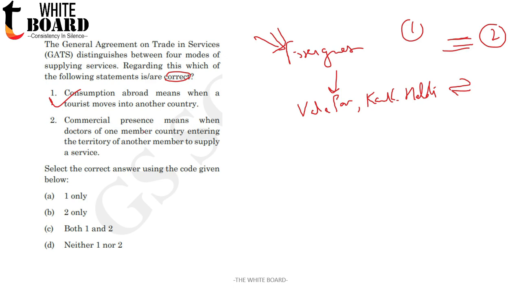Commercial presence means when doctors of one member country enter the territory of another member to supply a service. No, that is not so. That is the movement of natural persons. So this is its definition. Okay, movement of natural persons means when doctors of one member country enter the territory of another member to supply a service. So we have to mark the correct answer 1.